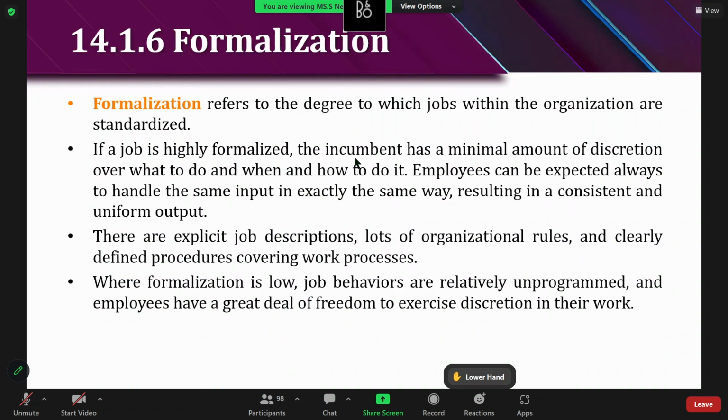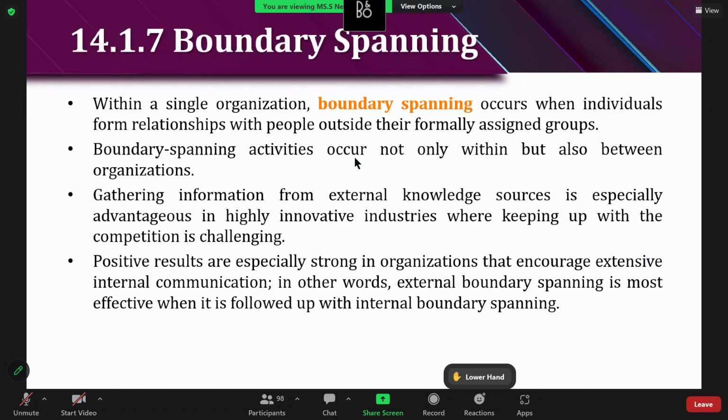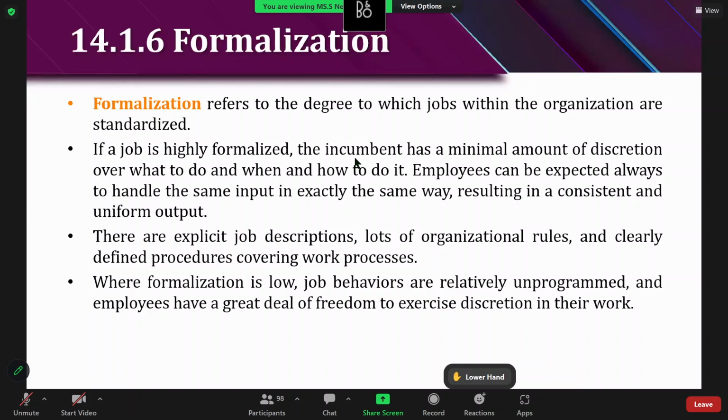Okay. So the next element, the sixth element, is formalization. It refers to the degree to which jobs within the organization are standardized. So how much the jobs within an organization are standardized. Okay.